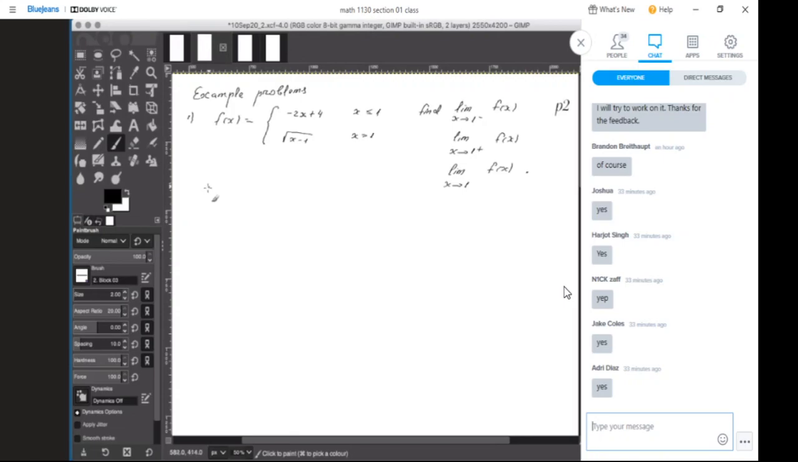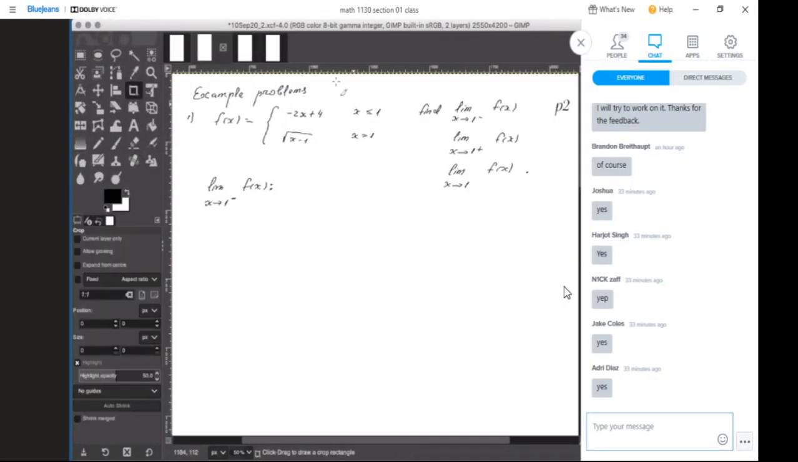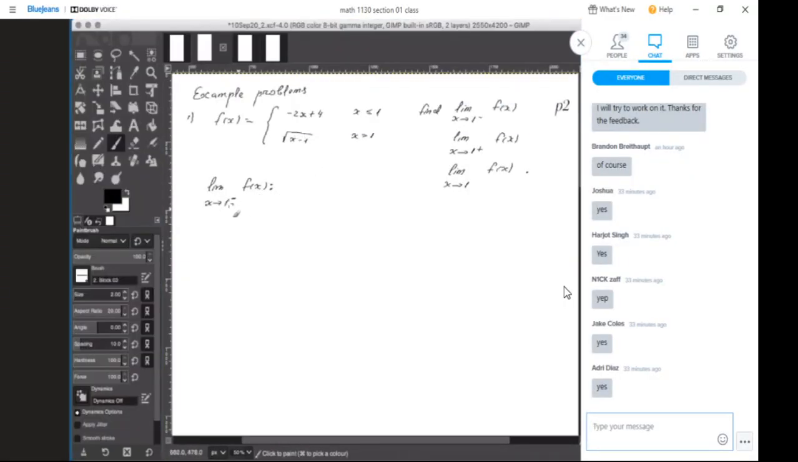So for the limit from the left, the definition is split for us. It's really simple. 1 minus says we approach from the left, and that means we have to use this definition because this function is defined this way for x less or equal 1.